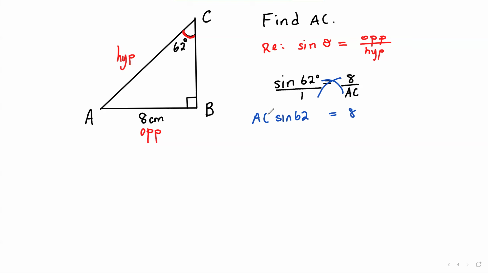Therefore, if AC multiplied by sine of 62 is 8, then AC will be equal to 8 divided by sine of 62. You type it in exactly like that on your calculator: 8 divided by sine of 62, which is 9.06. So 9.06 centimeters, taken to two decimal places, or in this case, three significant figures.